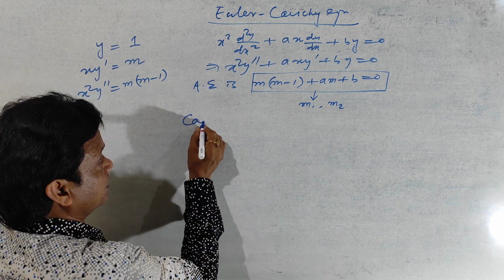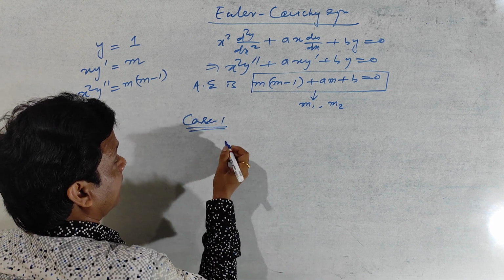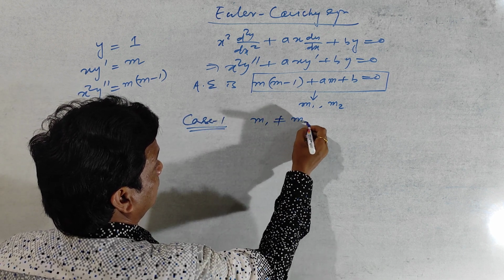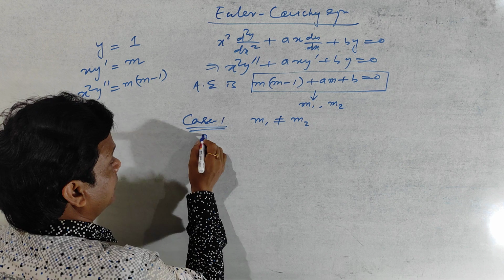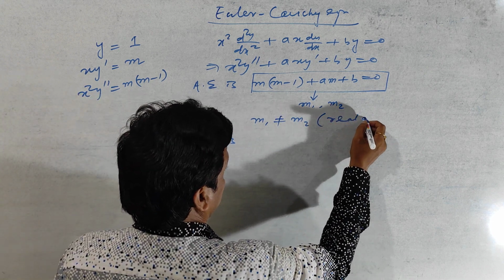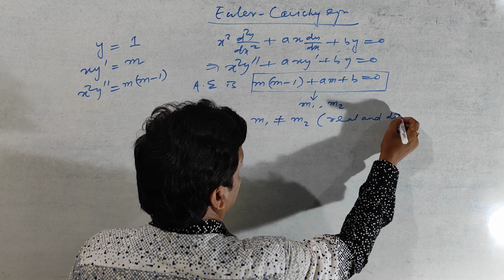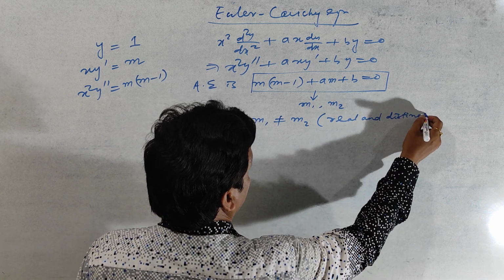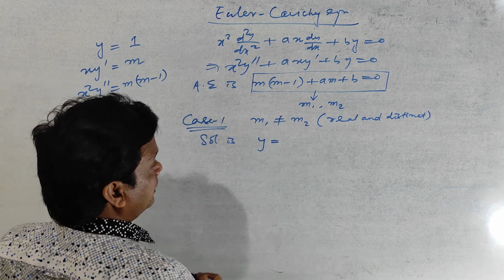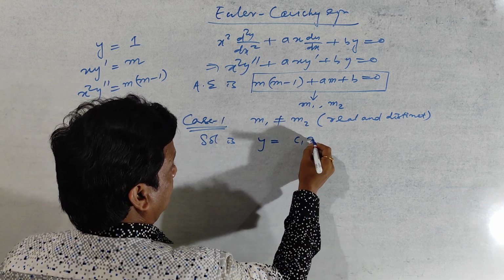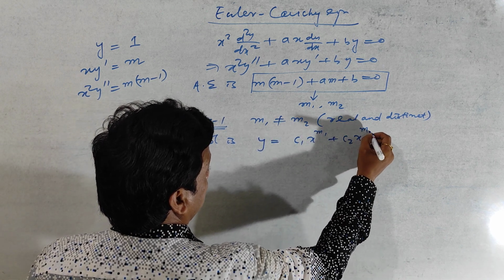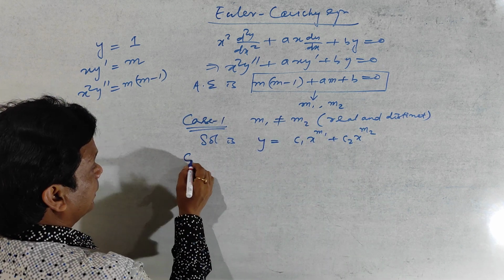See here, first case. If m1 is unequal to m2, that means the real and distinct case. In this case the solution is y equal to C1 into x to the power m1 plus C2 into x to the power m2. Clear?